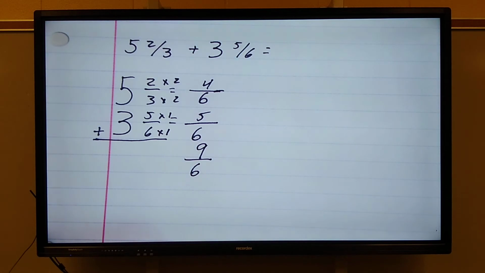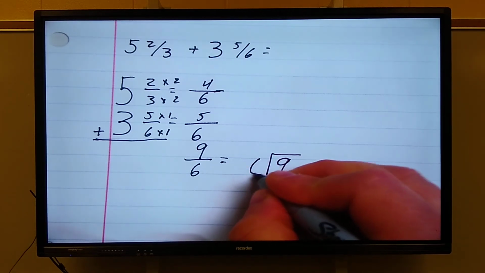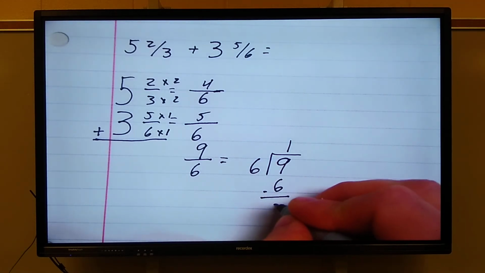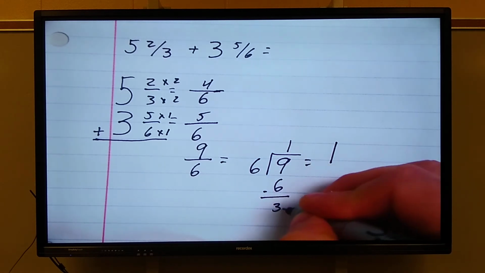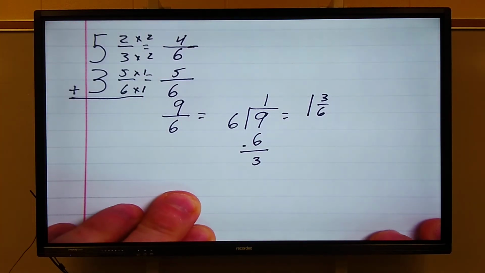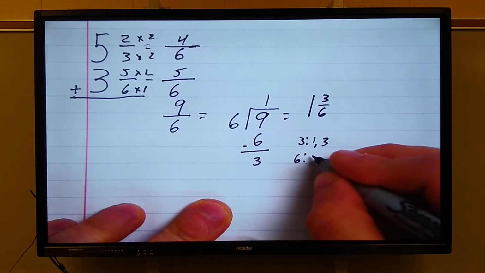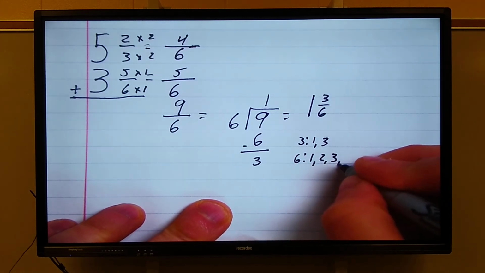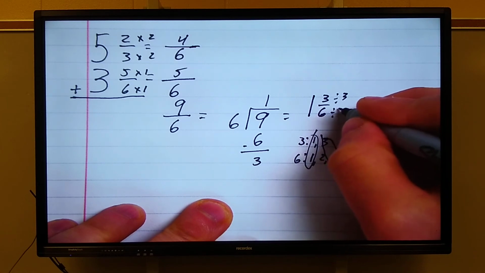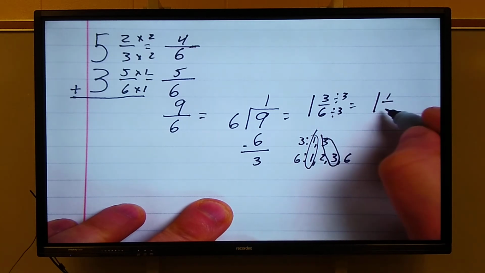All right. Now I got to ask myself, is it an improper fraction? Yes, it is. 9 divided by 6. 6 will go into 9 one time. 1 times 6 is 6. 9 minus 6 is 3. 1 is the whole number. 3 is the numerator. 6 is the denominator. Now I got to ask myself, is it in simplest form? Let's check. The factors of 3 are 1 and 3. The factors of 6 are 1, 2, 3, and 6. So they got 1 the same and 3 the same. So I divide 3 by 3 and 6 by 3. Bring over my whole number. 3 divided by 3 is 1. 6 divided by 3 is 2.